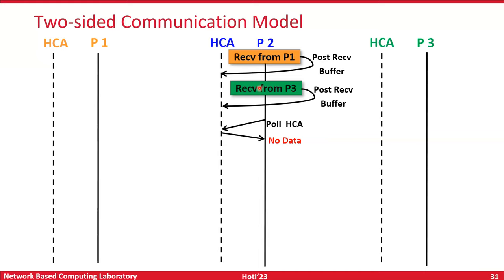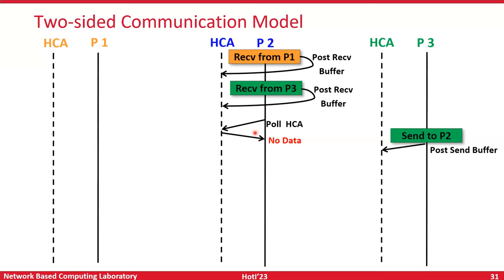Then what it does, especially since we're talking about high-performance computing, is this: for those applications, we want to operate very quickly as soon as the message comes. In order to do that, there is typically polling. Of course, you can also trigger an interrupt. We'll see that later, but we'll see this example with polling. So P2 just keeps on polling. It is not doing anything else.